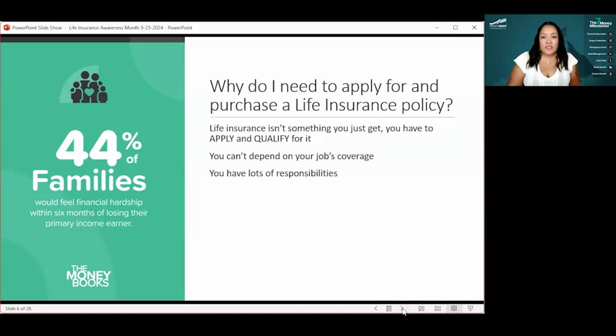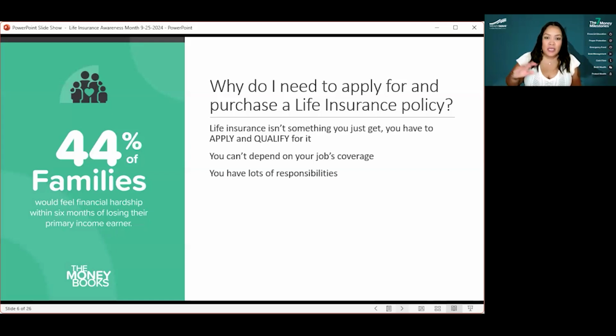Also, if you have lots of responsibilities, you want to have life insurance. And what do I mean by that? Typically, if we think of our progression through life, when we're younger, we tend to have more debt. We have credit cards, we have bills, we have creditors. You might have children that you're responsible for, a mortgage that you have to take care of. And if something happened to you tomorrow, those responsibilities don't just disappear.